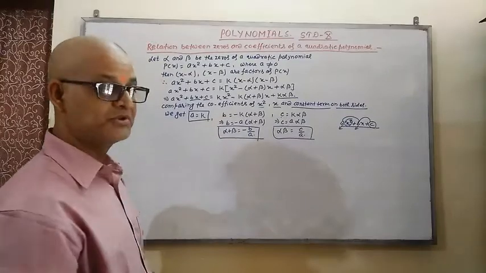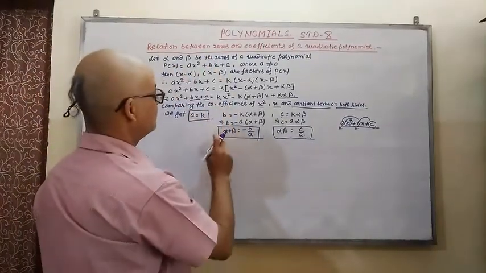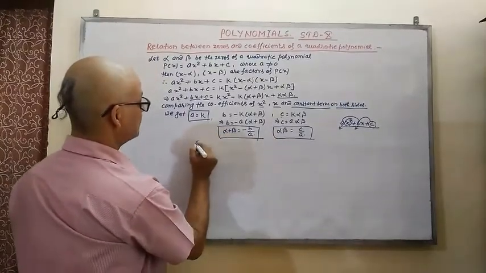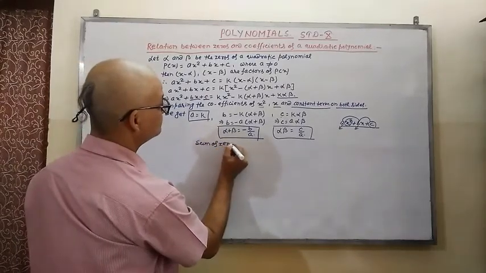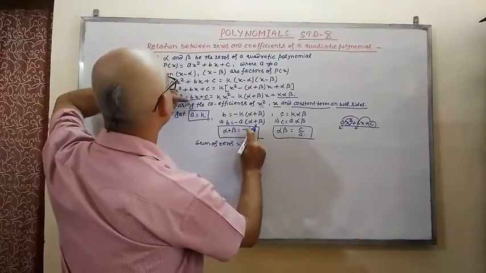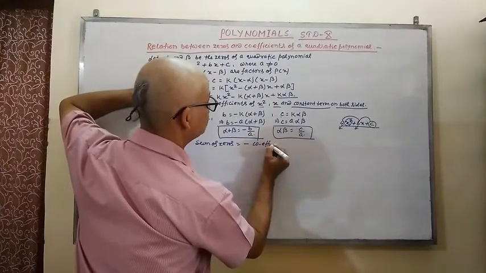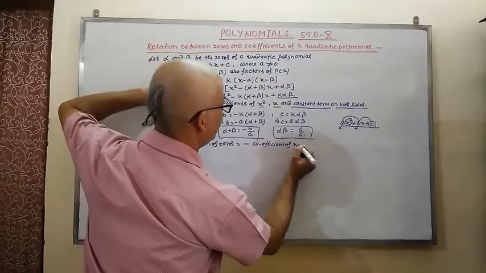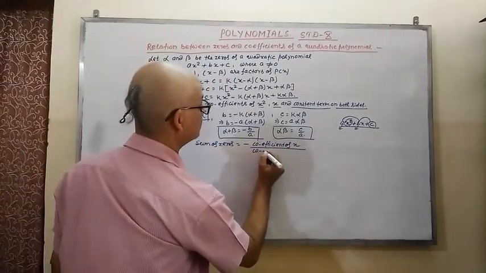Now, what we observe here, alpha and beta are the zeros of the quadratic polynomial. So this can be written as sum of zeros, alpha plus beta, is equal to minus b, that is, minus the coefficient of x, by a, that is, the coefficient of x square.